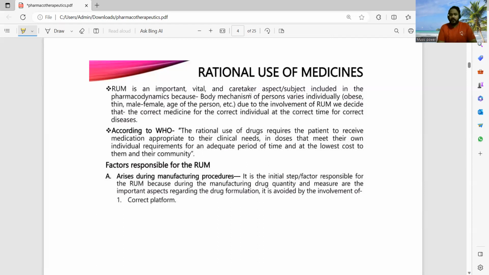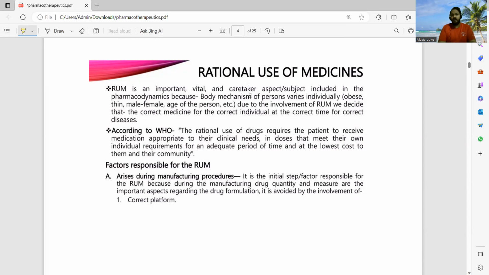According to the World Health Organization, the rational use of drugs requires the patient to receive medication appropriate to their clinical needs, that meets their own individual requirements for an adequate period of time and at the lowest cost to them and their community. So cost is very important because India is a growing country under development. So it must suit the pocket of the patient, the price of the drug.